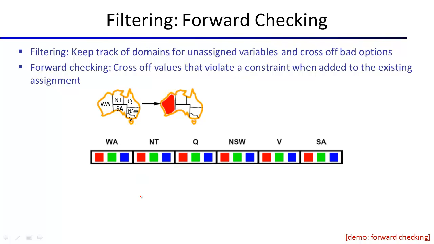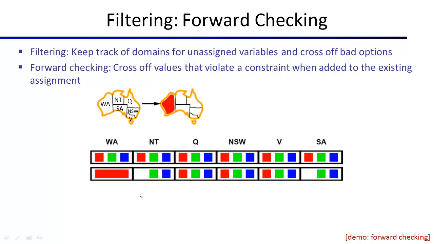Now, as we color WA in red, what happened here in forward checking is that we realize its neighboring states or territories cannot be red. The neighboring states slash territories are these two. And so red was removed from the domain of both of those. It's not very much removed. Down to not have red anymore.